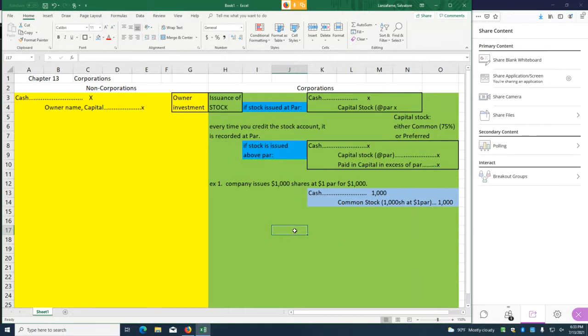Now, the second example, I bet, will help clean up and help you understand this first example. So let's say example 2. Company issues 1,000 shares. That didn't mean to be a dollar sign, by the way. Maybe that's what's messing me up. Let me get rid of that dollar sign. Okay. So company issues 1,000 shares at $1 par for $3,000. Company issues 1,000 shares of $1 par common stock for $3,000.